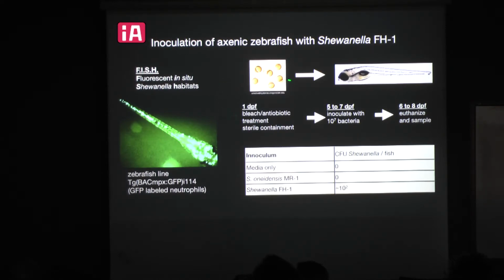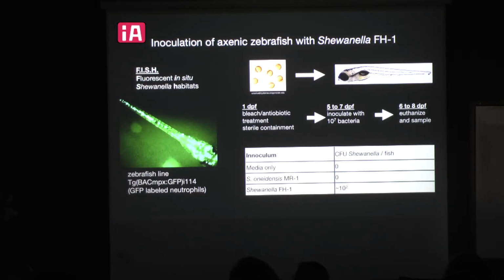So what we do is we take these little embryos one day past fertilization. There's a regime of bleach and antibiotic and antifungal treatment, and let them hatch in a sterile environment, inoculate them with a bunch of bacteria, and then euthanize them a couple days later and look at their guts and see how many colony forming units we see.